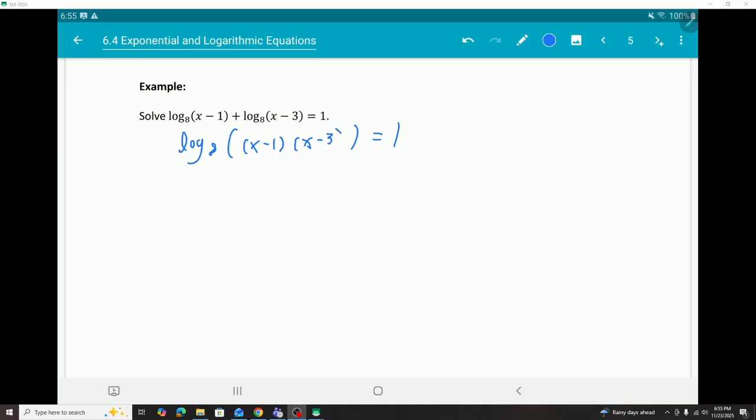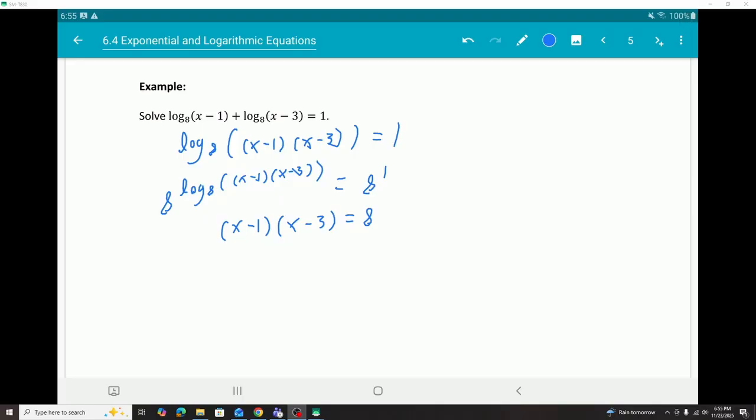So I combined logs. And now because I have base 8, I can say 8 to the log base 8 of x minus 1 times x minus 3 equals 8 to the 1. So in other words, I'm left with the equation x minus 1 times x minus 3 equals 8.